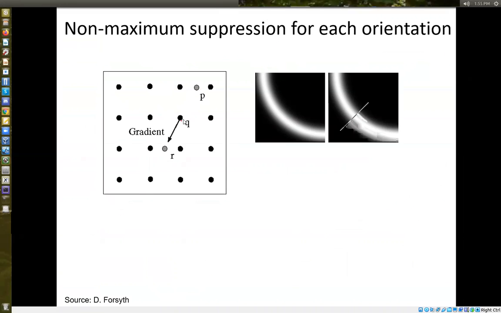So I know the value here, and I can interpolate the value here. Then I just look at whether this one and this one are bigger or smaller than this one. Yeah, you don't need to do the square root. You may, I don't know, that will be tricky.